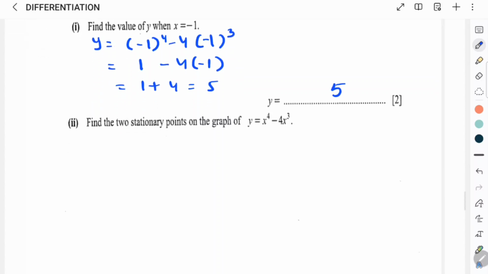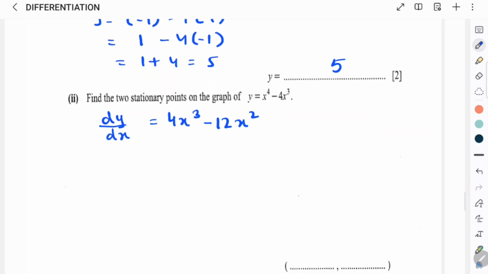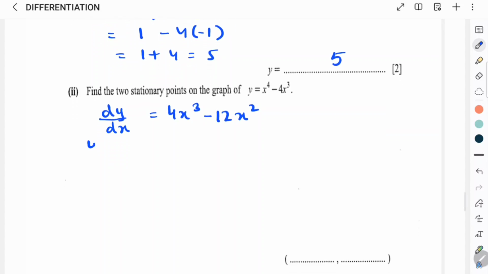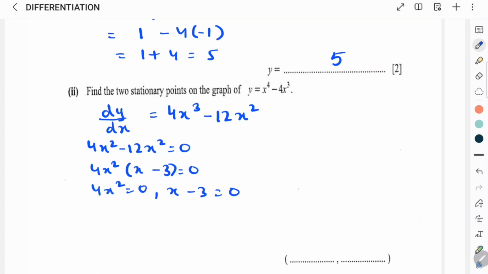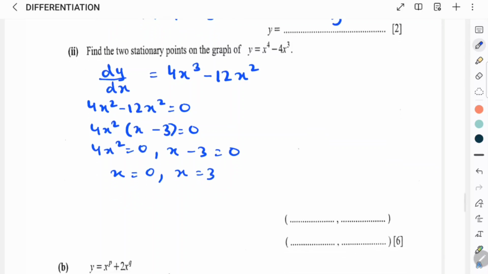Two stationary points of the curve are required. y is equal to x to the power 4 minus 4x cubed. So dy upon dx equals 0. So that is equal to 4x cubed minus 12x squared. Okay. Now it is equal to 0. Take 4x squared common: 4x squared times (x minus 3) is equal to 0. So 4x squared is equal to 0, x minus 3 is equal to 0, x equals 0 and x equals 3. So we got the 2 points, that is 0 and 3.